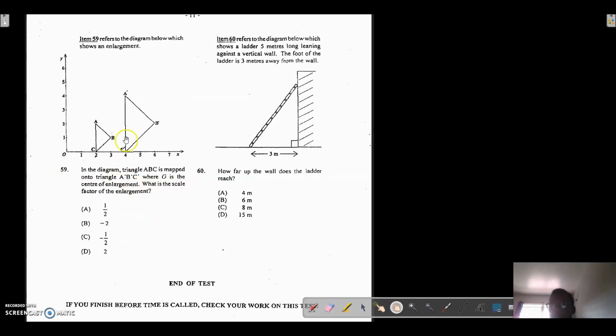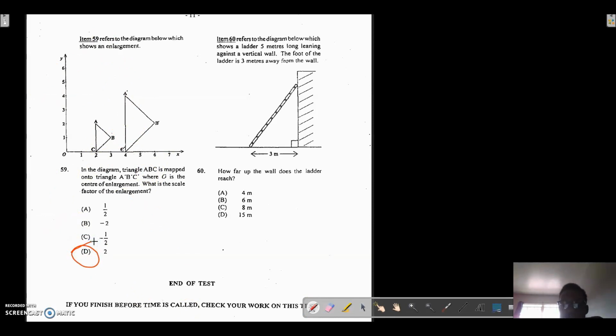So we just simply need to look at two corresponding sides. Let us look at AC, which is 2 units, and A prime, C prime, which is 4 units. So we divide the image length by the object length. So it's 4 divided by 2, which would give me a positive 2. So my answer would be B, which is 2.